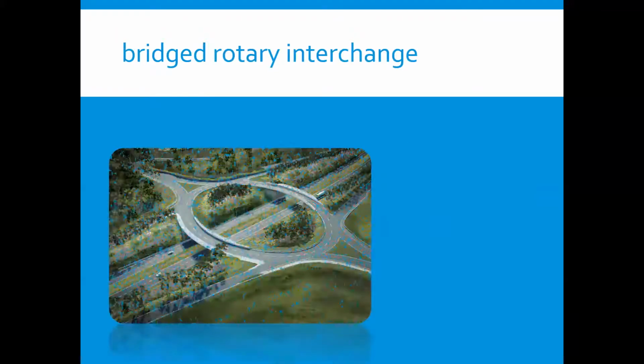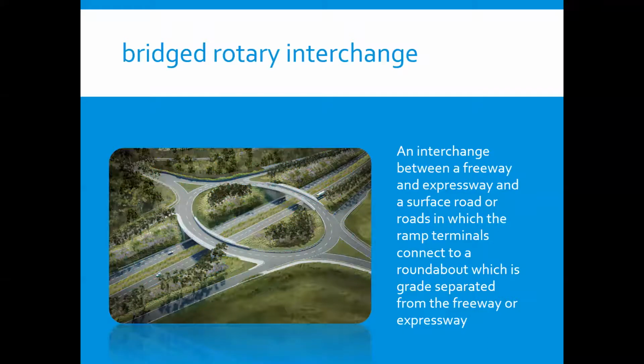Bridge rotary interchange. An interchange between a freeway or expressway and a surface road or roads in which the ramp terminals connect to a roundabout which is grade separated from the freeway or expressway. Typically, you would see this type of structure on the approaches to large cities. It is highly unlikely you will see this type of structure within the cities. It requires a lot of land, and land, as you're probably well aware, within the cities is quite expensive.